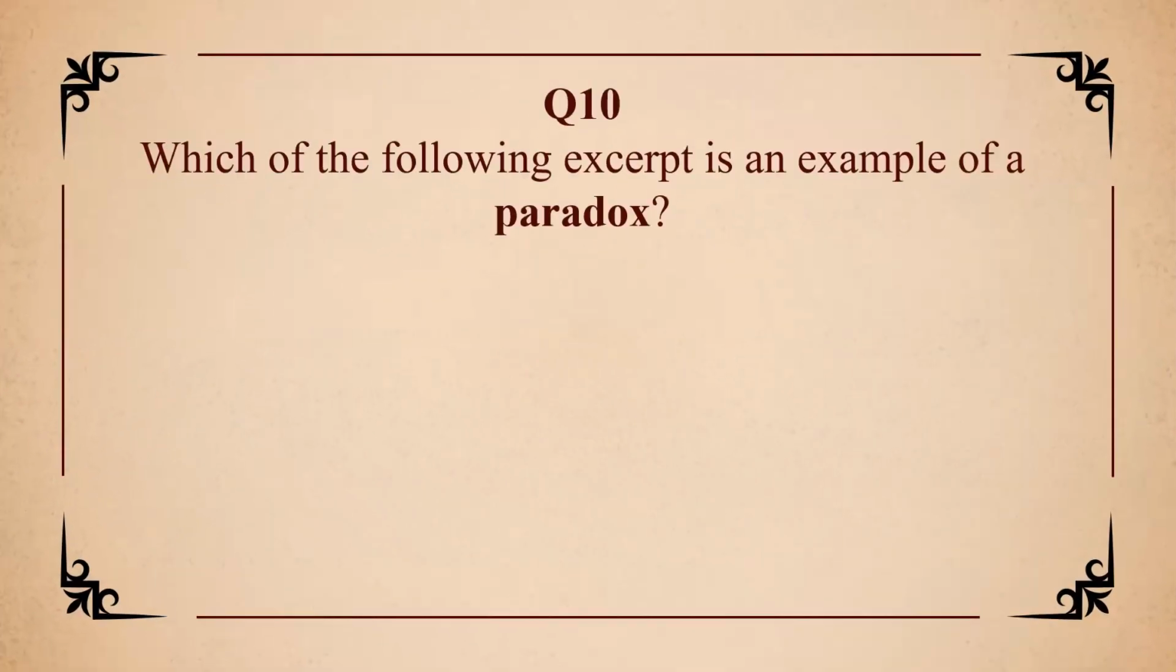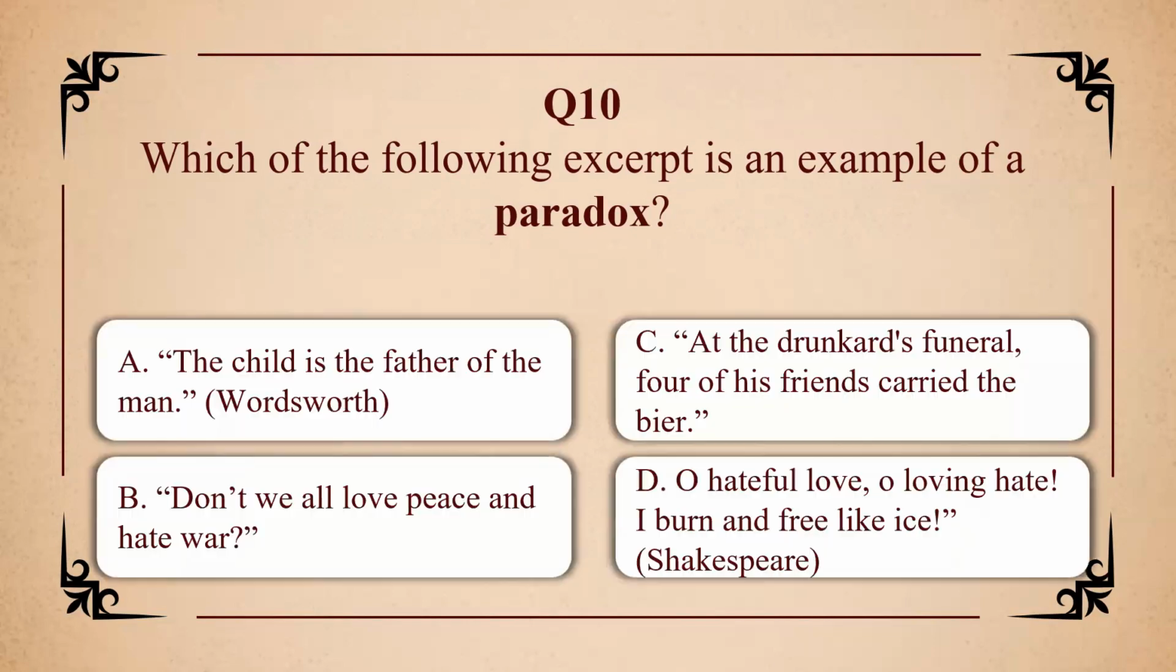Number 10. Which of the following excerpts is an example of a paradox? A. The child is the father of the man, by William Wordsworth. B. Don't we all love peace and hate war? C. At the drunkard's funeral, four of his friends carried the bier. Or D. Oh, hateful love, oh, loving hate, I burn and freeze like ice, by Shakespeare. The correct answer is letter A.